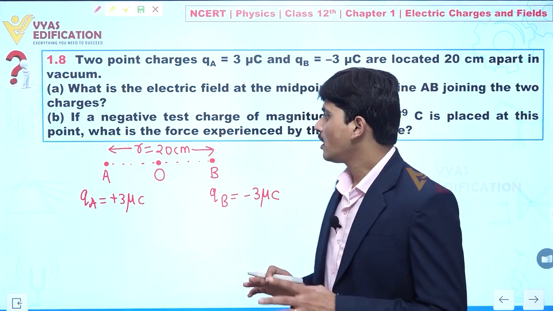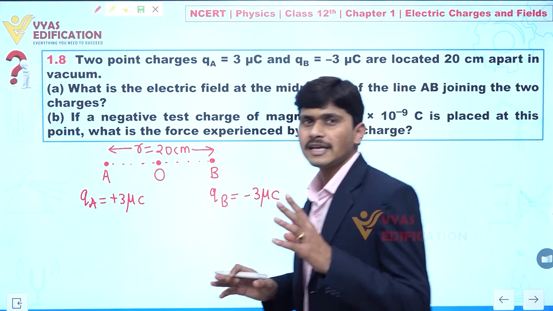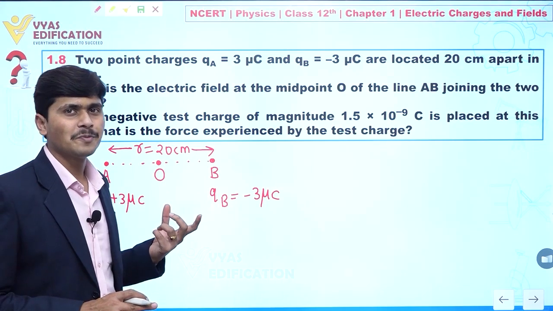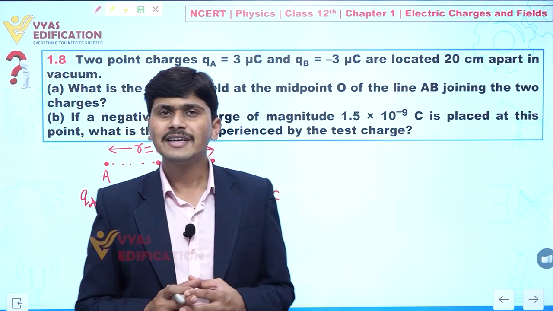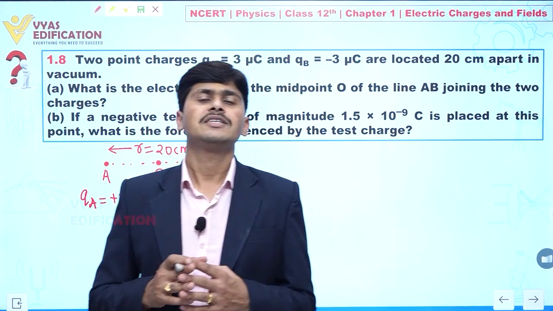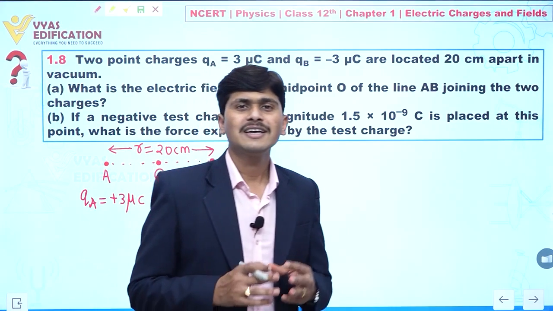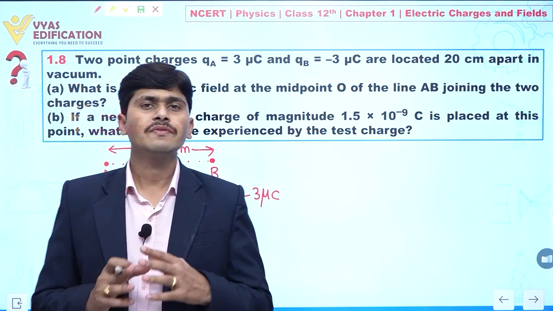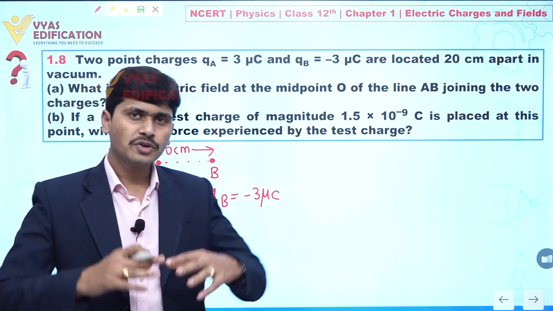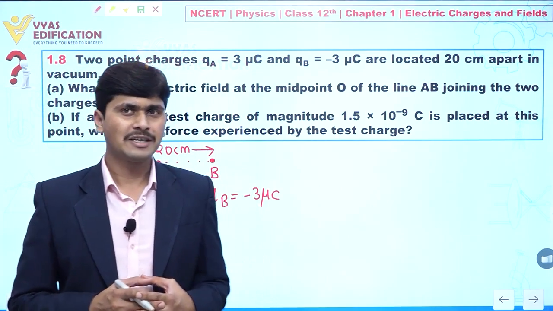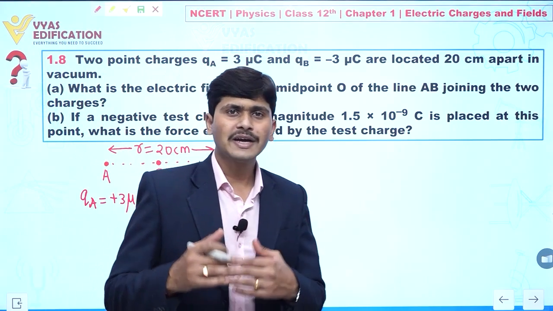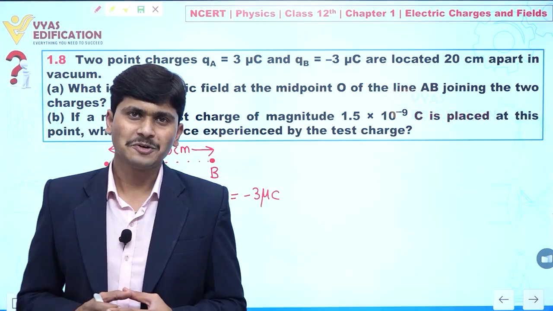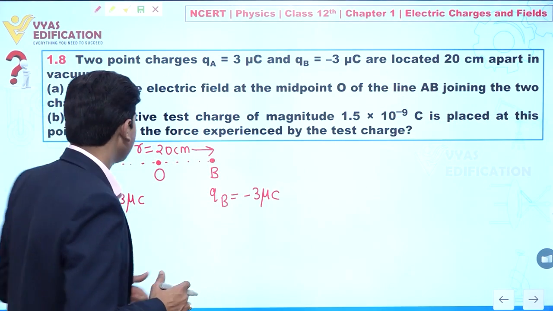Now how will we find the net electric field? First we have to find the net electric field at O. Electric field is a vector quantity, so it will have number 1 magnitude, and second, direction. So first we find the direction logically, or you can also utilize the vector method. I am finding the electric field direction first logically, then I will calculate the magnitude.